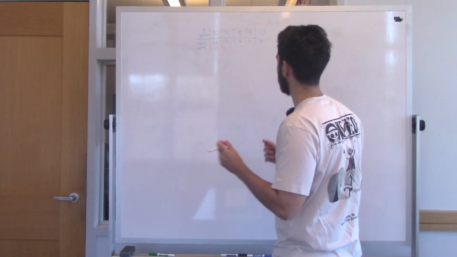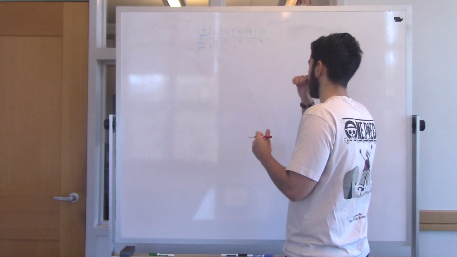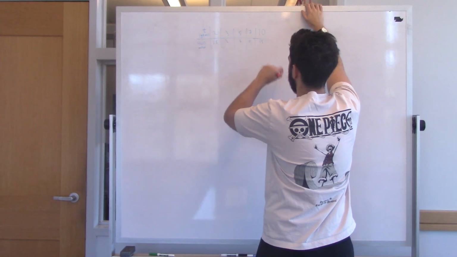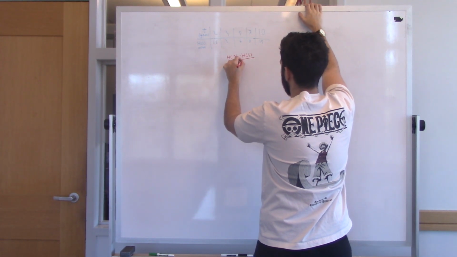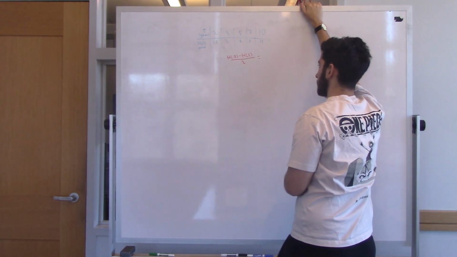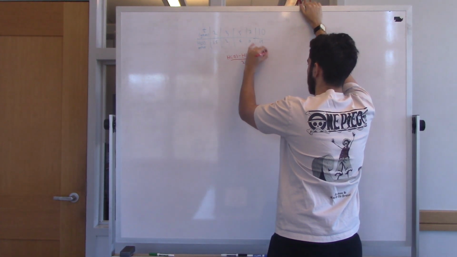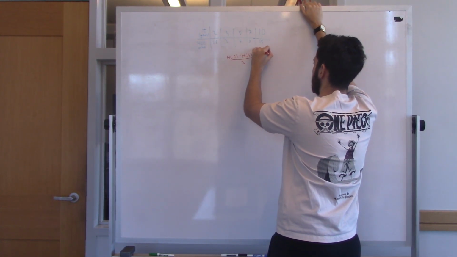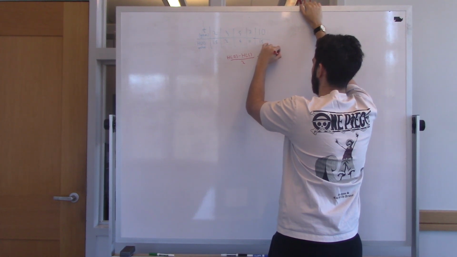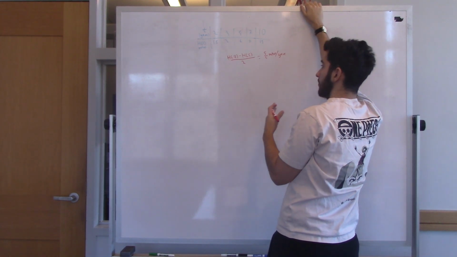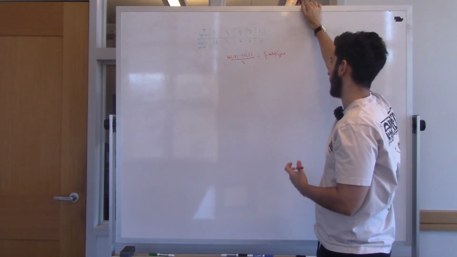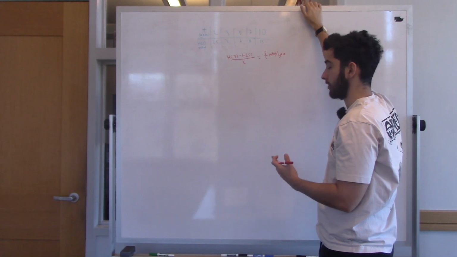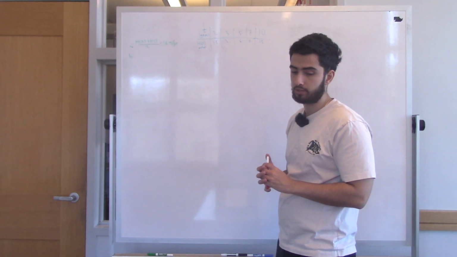Okay, well, h prime of 6, we're approximating with just a 2-point slope, right? Our closest numbers are 5 and 7, so we're going to have h of 7 minus h of 5 over 7 minus 5, which is 2. 11 minus 6 is 5, so 5 over 2. And this is meters per year. So in 6 years it's growing at approximately a rate of 5½ meters per year.